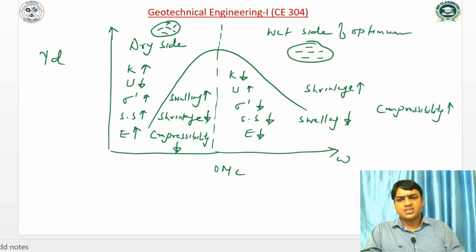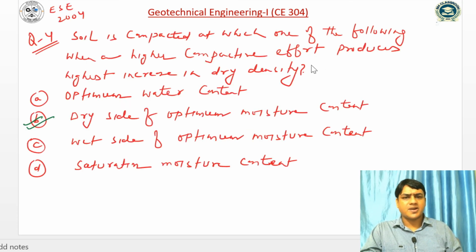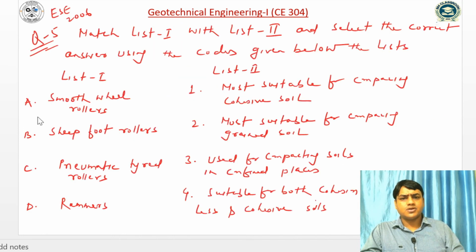So option B is correct. That is, the higher compactive effort will be achieved on the dry side of optimum as compared to the wet side of optimum. Another question: match list 1 with list 2 and select the correct answer using the code given below the list.